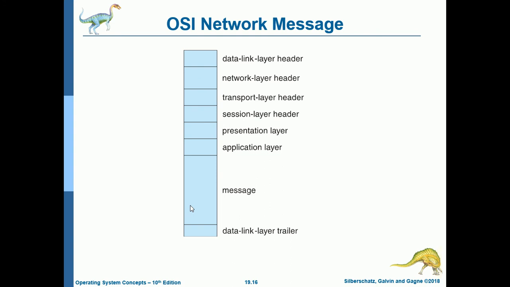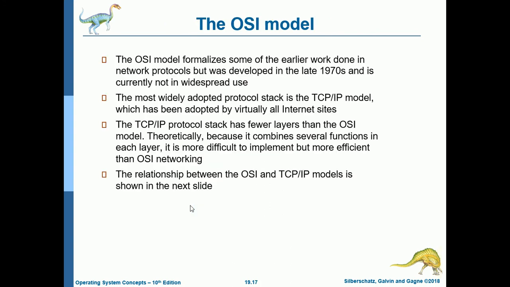The data link layer of the target system receives this data, and the message is moved up through the protocol stack. And then it is analyzed, modified, and stripped of headers as it progresses. It finally reaches the application layer for use by the receiving process. So again, the OSI model formalizes some of the earlier work done in network protocols, but was developed in the late 1970s and is currently not in widespread use.